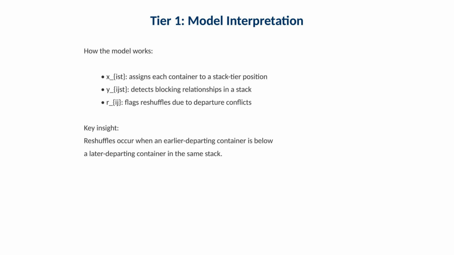Interpret Tier 1 as a chain of cause and effect. First, we choose placements. Those placements define the stack structure. The stack structure implies blocking. Then blocking combined with departure order implies reshuffles. This is what makes the model operationally defensible. It explains not only the count, but also why reshuffles occur.